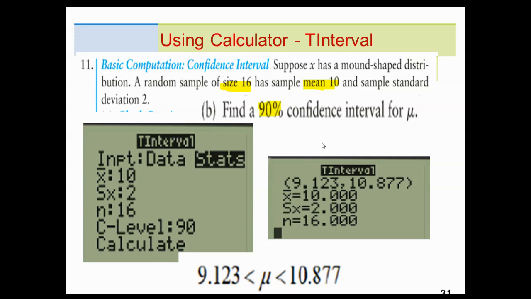I hit calculate. Now, you may think your calculator is broken because it takes a second or two for the calculator to figure it out. So don't get worried. It just takes a little more time than it did with the Z intervals. And here I've got it corrected to 3 places. Now, look at what my calculator gave me, and look at what I just got in the previous slide when I did it pencil and paper.